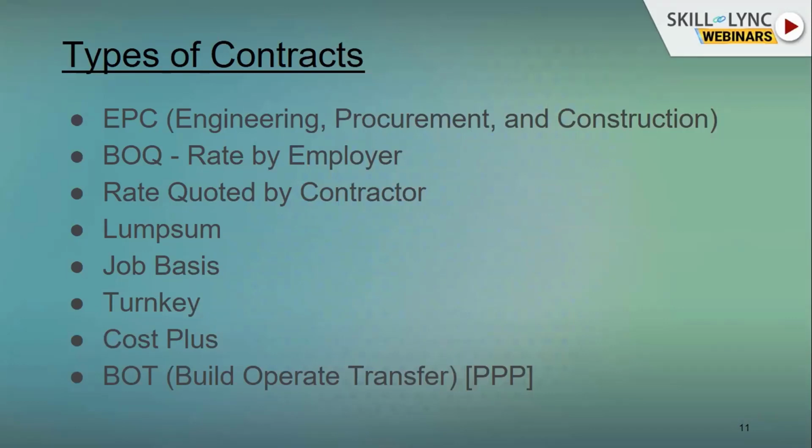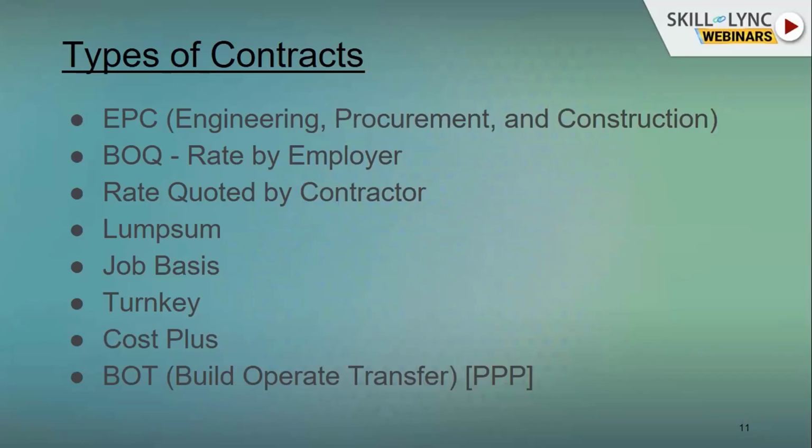The third type is rate quoted by contractor. In this, a contractor has to quote the rate with respect to the BOQ and its unit rate. Whatever detailed description has been mentioned in the BOQ, the contractor agrees to use the same make of material, and accordingly he will quote it.